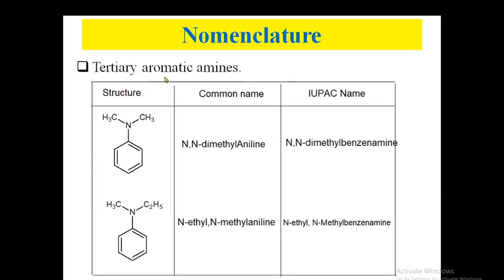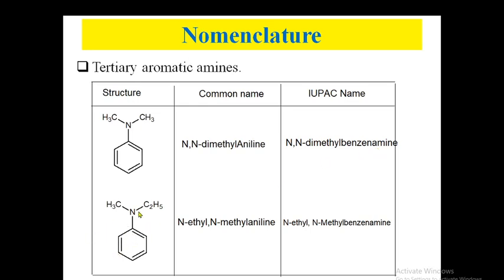Let's see the tertiary aromatic amines, very similar to the secondary amines. Now here the nitrogen is attached to three different groups. Again, the parent is aniline here, and nitrogen is having two alkyl groups, here methyl, and therefore we can give the name N,N-dimethyl aniline. While for the IUPAC name, again this is the benzenamine, and as methyl groups are present on nitrogen, we can call it N,N-dimethyl benzenamine.